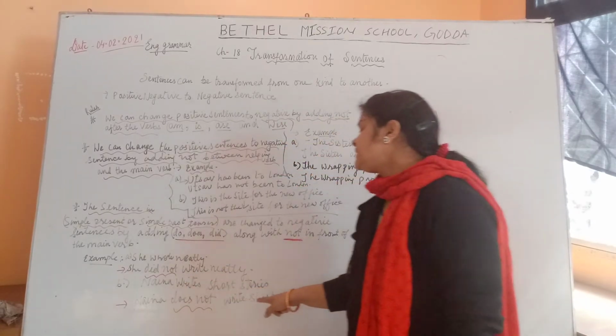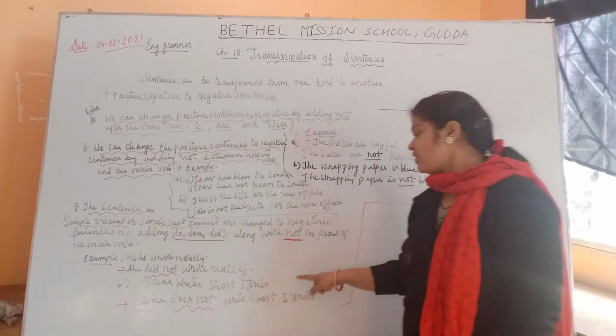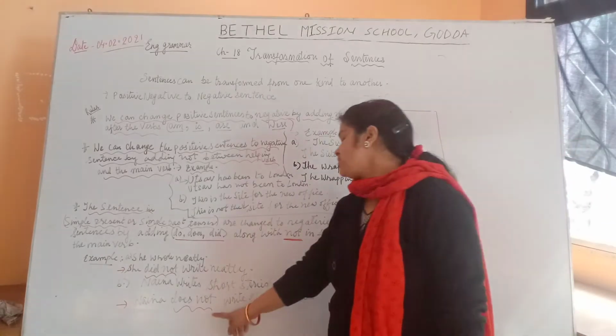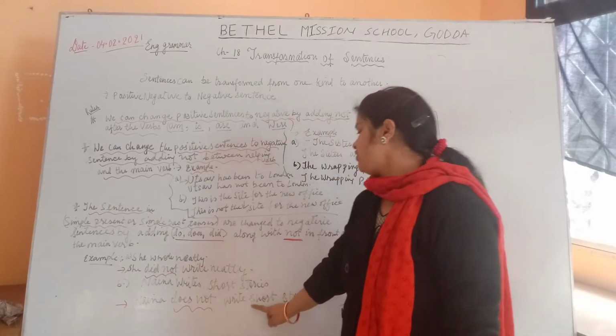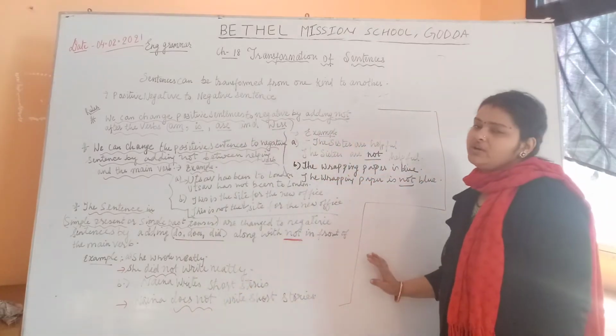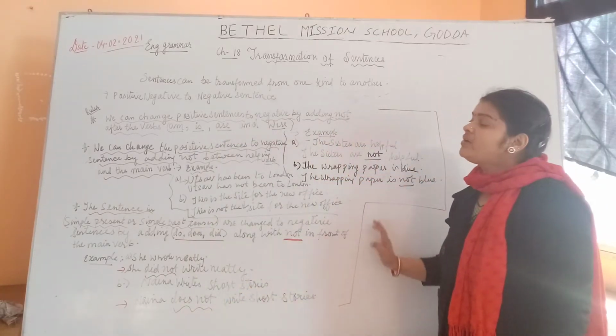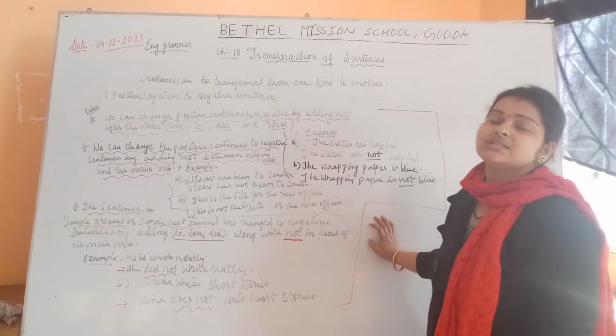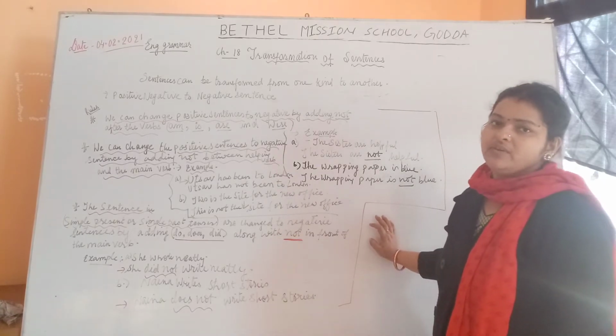In the second sentence, Nana writes short stories. Here not is written before write, and does is used to convert it into a negative one. Now I will explain the rules by which a statement is converted into interrogative. Let's see.